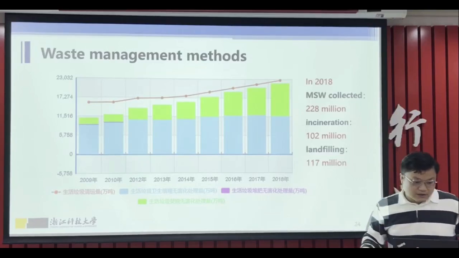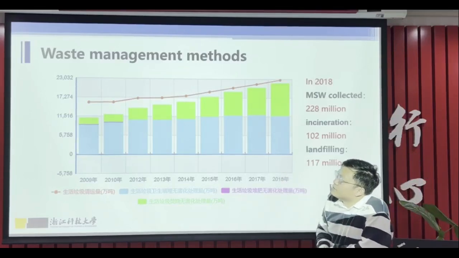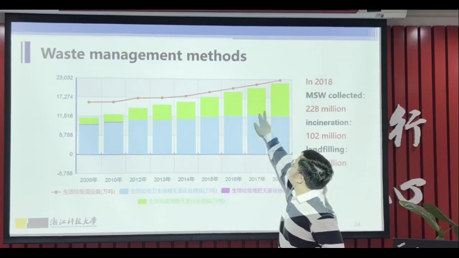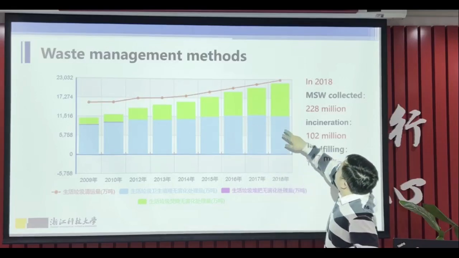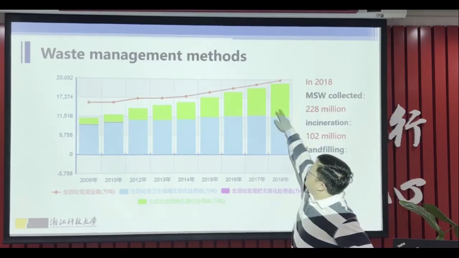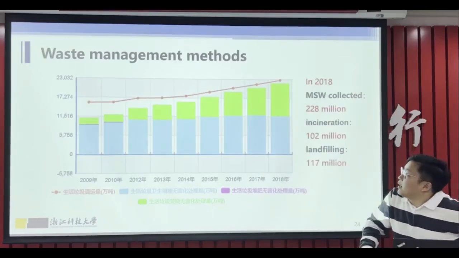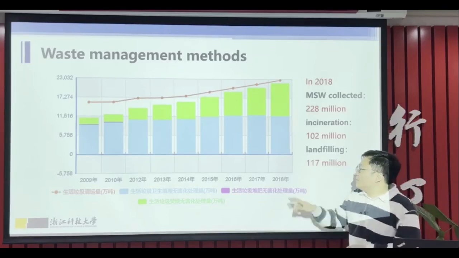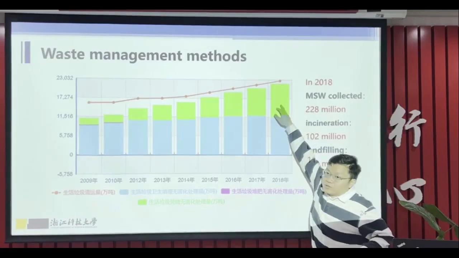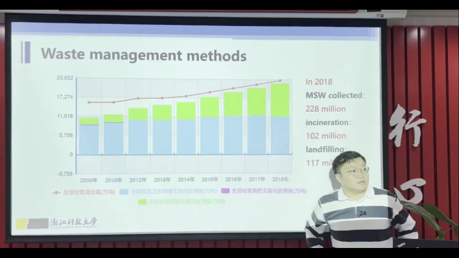Here are the waste treatment methods in China in recent years, from 2009 to 2018. As we can see, this is landfill and this is incineration. The proportion of incineration becomes higher and higher in recent years. As we said, in 2022, the proportion of incineration becomes more than 70%, and landfill becomes less than 30%.